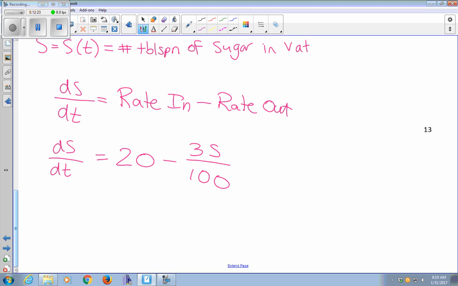And when I want to solve this using separation of variables, I want to make this thing separable. So I'm just going to do quick algebra and simplify this to get a common denominator, and you get (2000 minus 3S) over 100. May or may not make it easier to separate. I don't know.